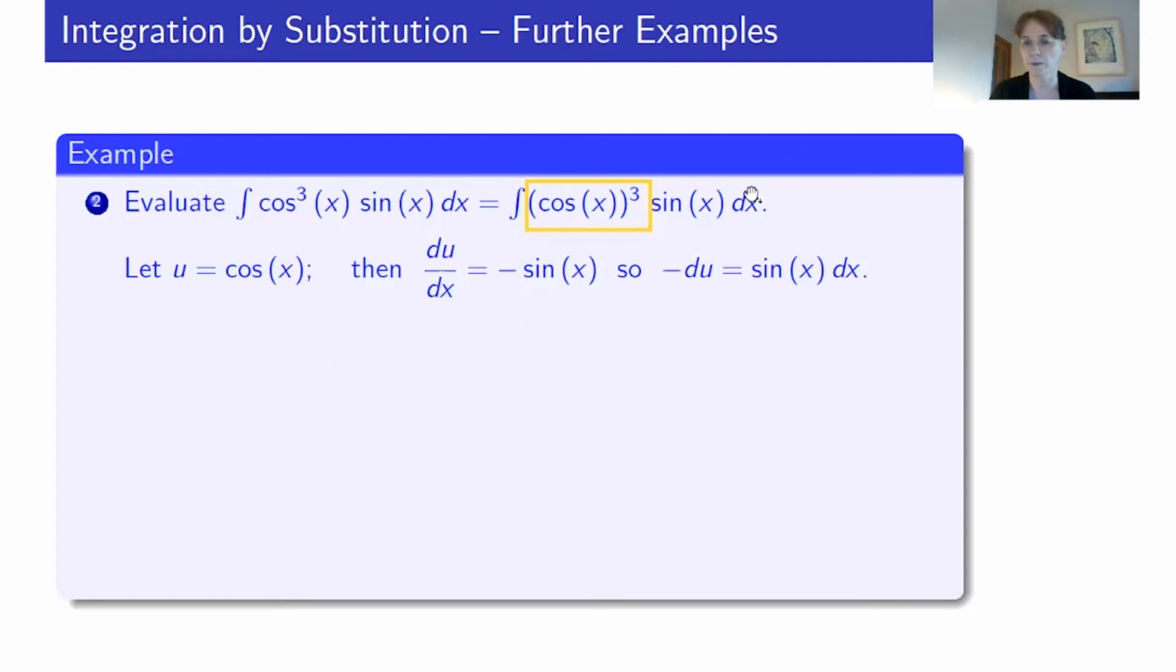So there's a relationship between dx and du, and we use that when we're re-expressing our integral. We take the original integral, cos cubed of x times sine of x dx, and try to write it as an integral in terms of u. The cos of x all cubed is going to be replaced by u cubed, and the sine x dx is going to be replaced by minus 1 times du.